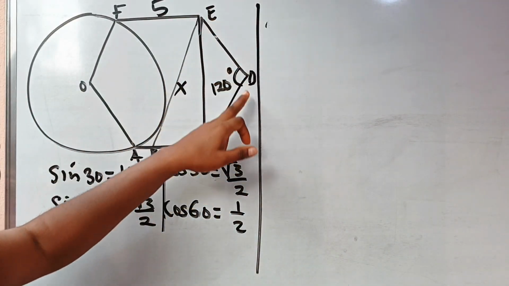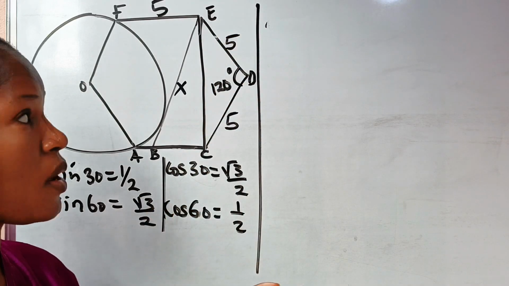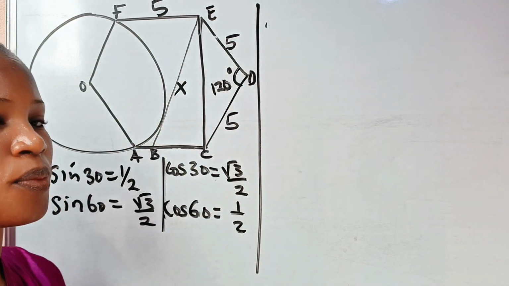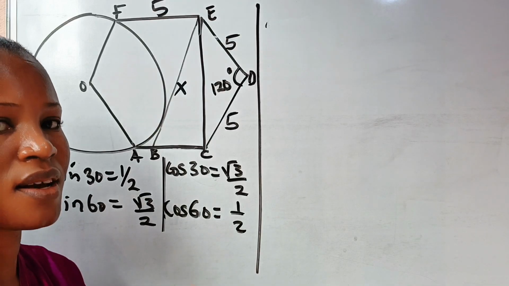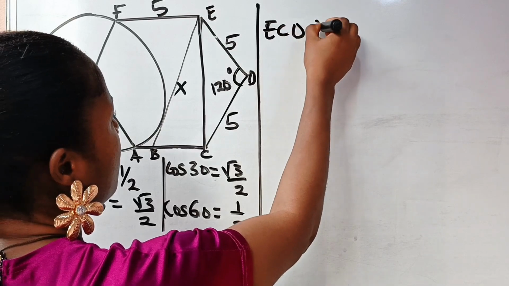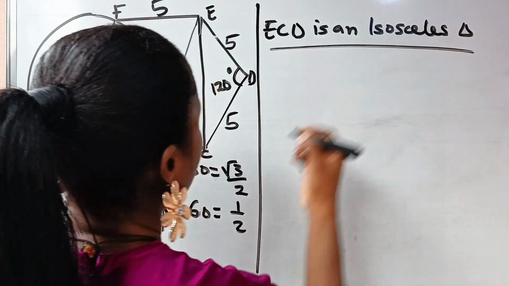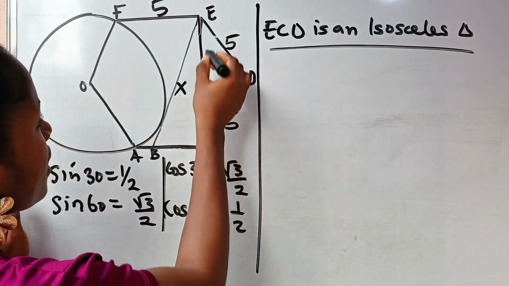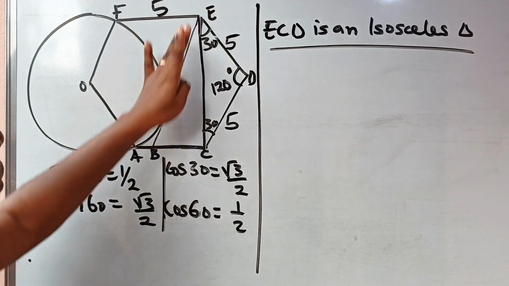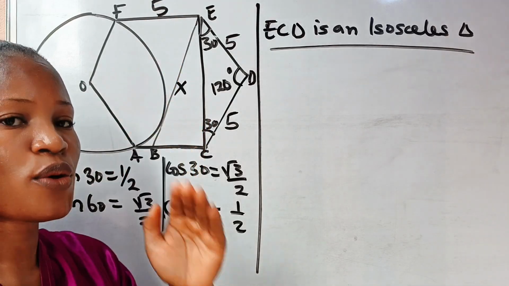Now remember that the sides of this hexagon are equal. So this is 5 and this is 5. It simply means that triangle ECD is an isosceles triangle, and if ECD is an isosceles triangle, the base angles are equal. So the base angle should be 30 and this should be 30 as well. All right, now can we get CE? We can find the length CE using the sine rule.